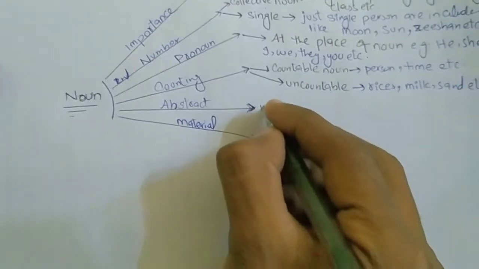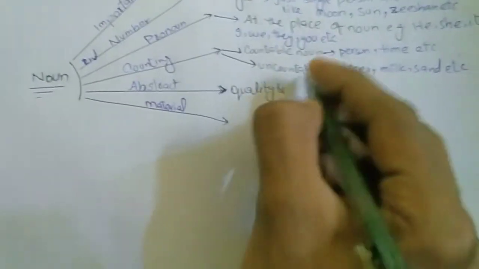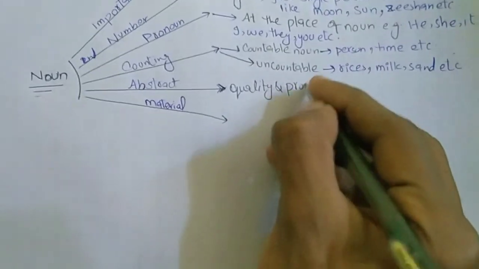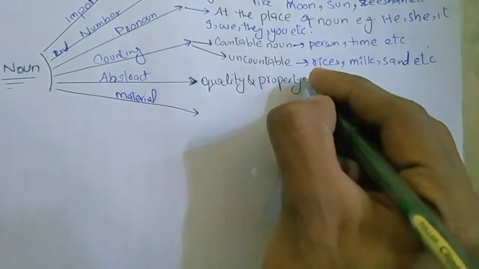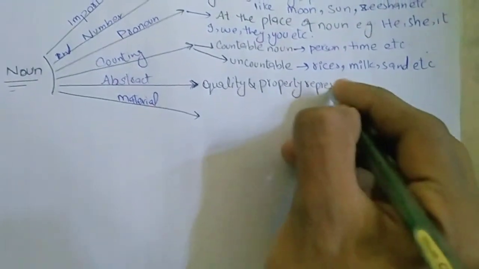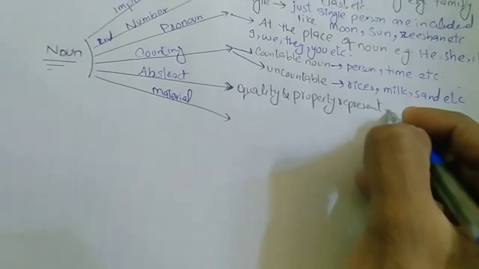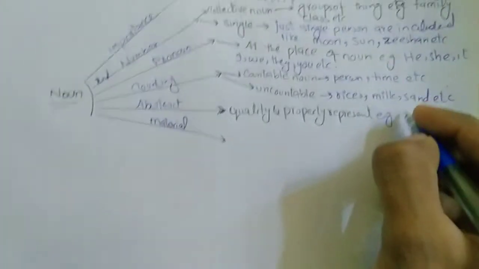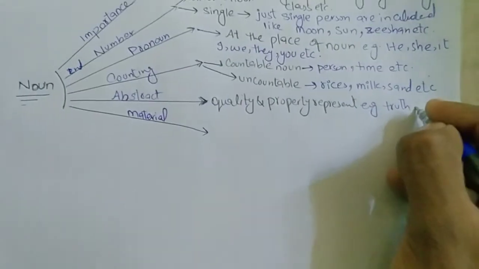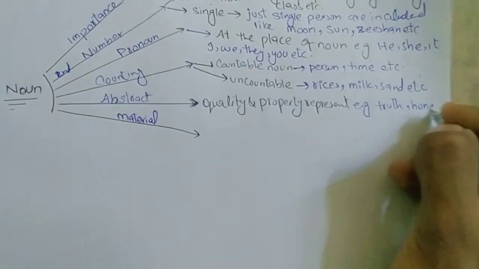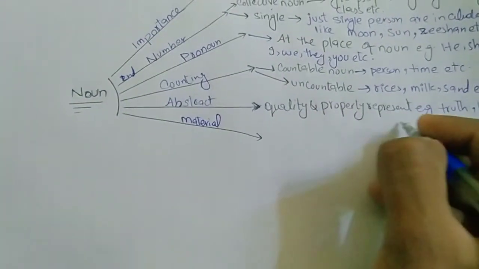In abstract noun, quality and property represented. For example, truth, honesty, etc.